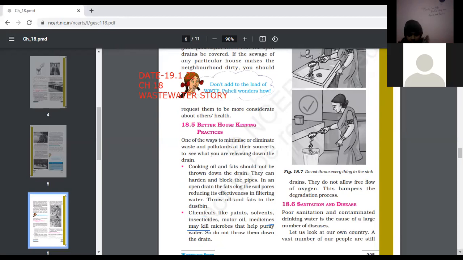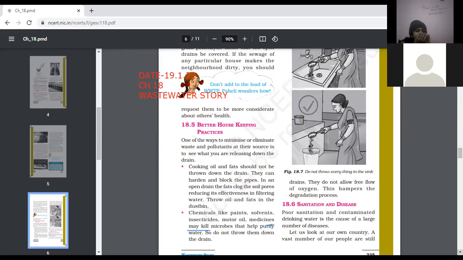So all 3 points can be asked, and one point can be asked to you in a questionnaire form: why should cooking oil and fat not be thrown into the drains? What's the reason? It hardens and blocks the pipes. And fats get clogged, means they accumulate and collect in the drains, and the pores reduce the effectiveness of filtering. So all these points we should keep in mind. You can even tell your mom that cooking oil and fat should not be thrown into the drains.